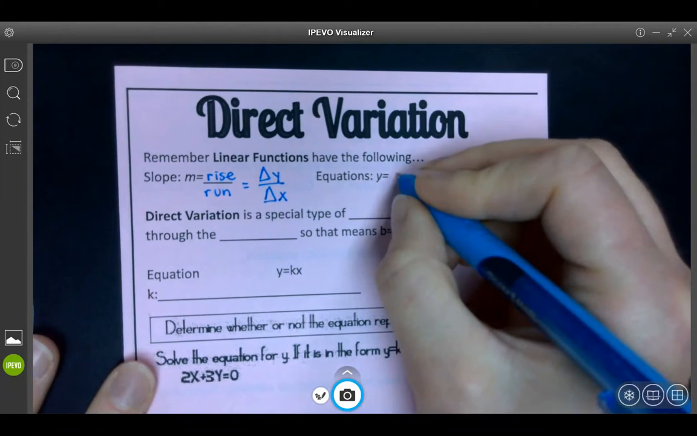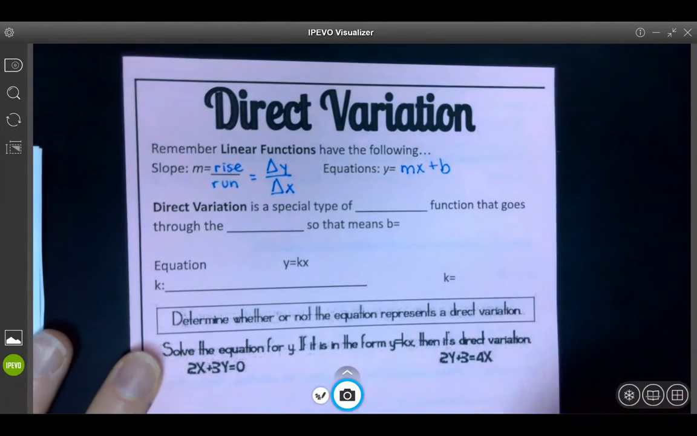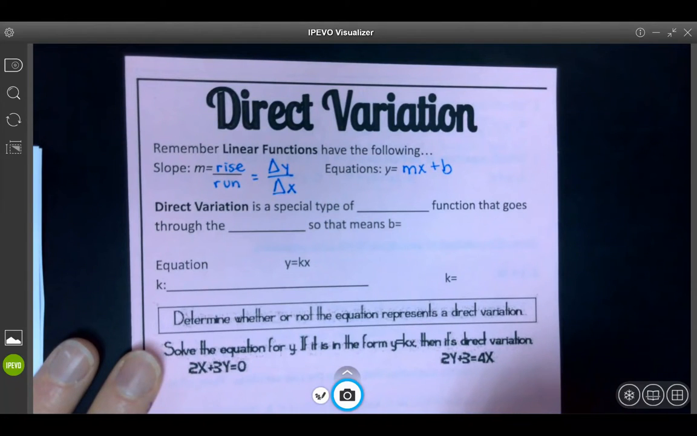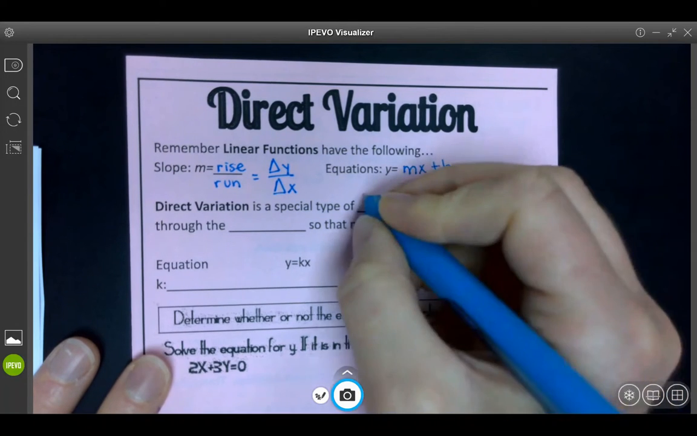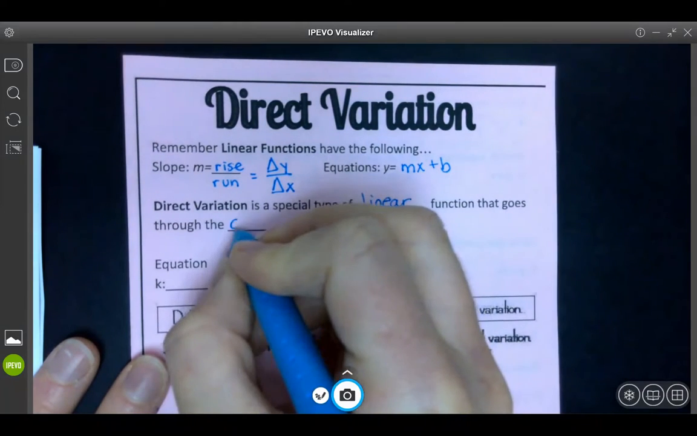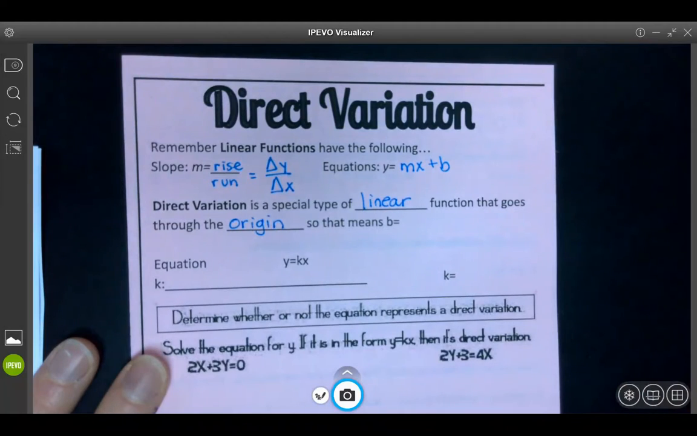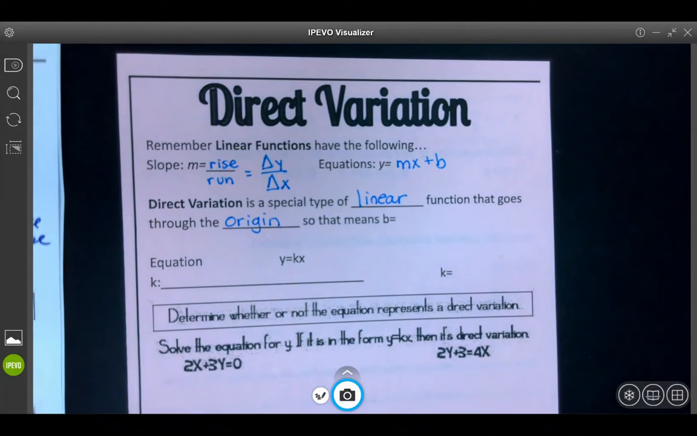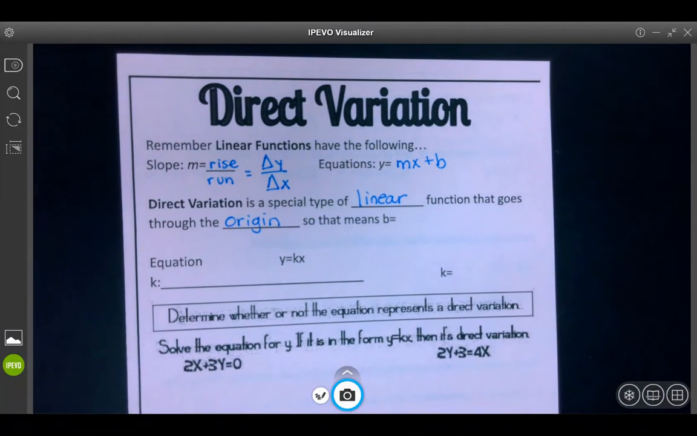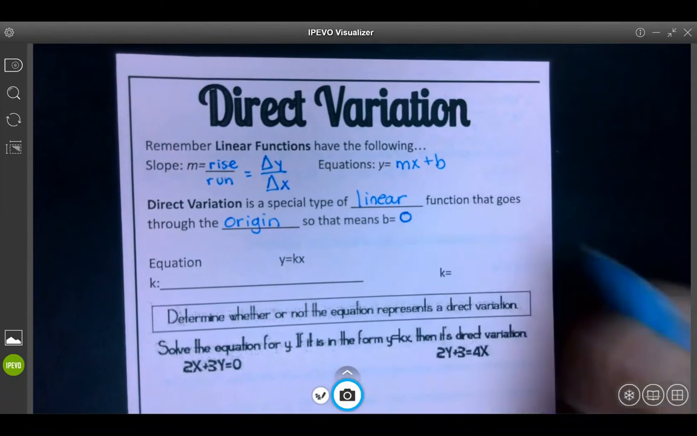Our equation for linear is y equals mx plus b. So that's a linear function. Direct variation is similar to a linear function, but it's a special type of linear function that goes through the origin. So if it goes through the origin, our y-intercept will be 0, which means that the b is 0.